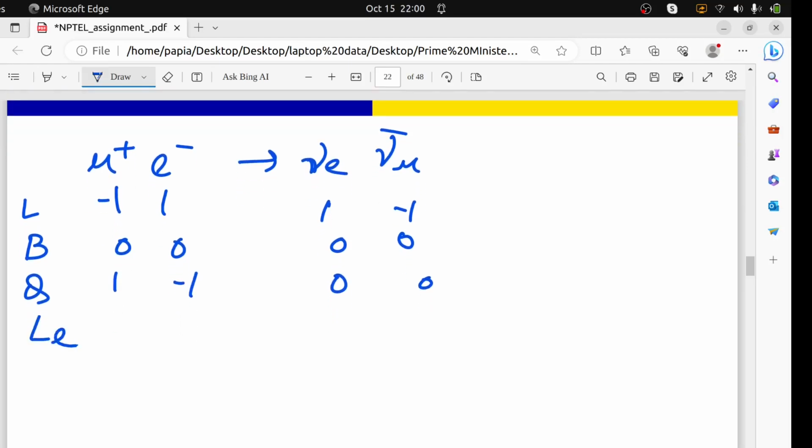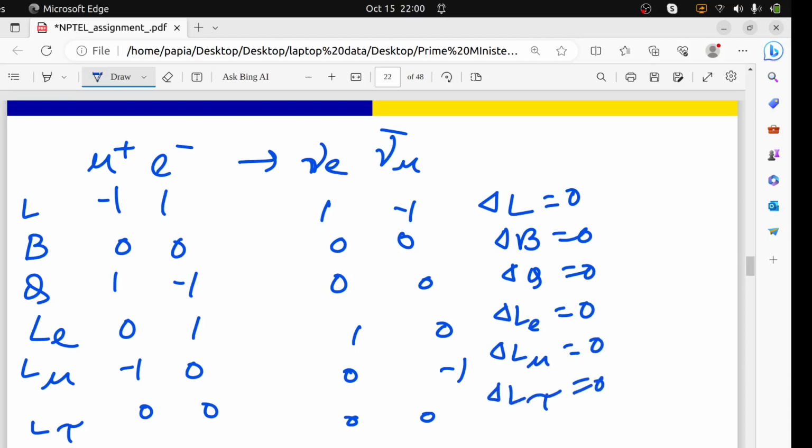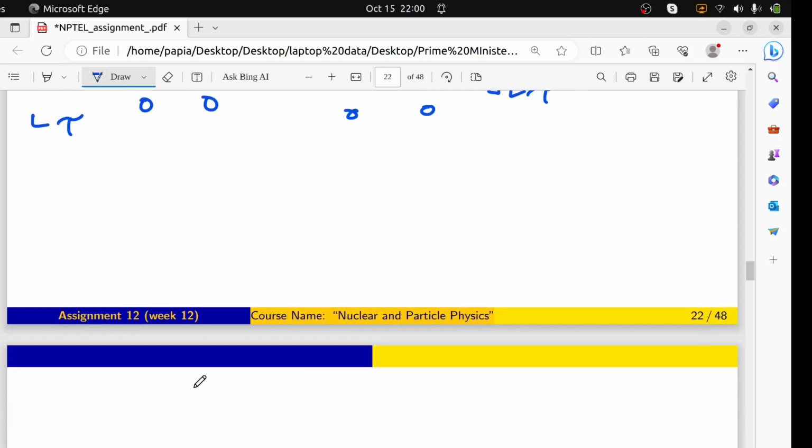Now coming to Le: this is 1 1 0. Fine. L mu is minus 1 0 0 minus 1. L tau is 0 0 0 0. Now you can see that delta L is 0, delta B is 0, delta Q is 0, delta Le is 0, delta L mu is 0, delta L tau is 0. Right. So we can have this expression as an allowed one.